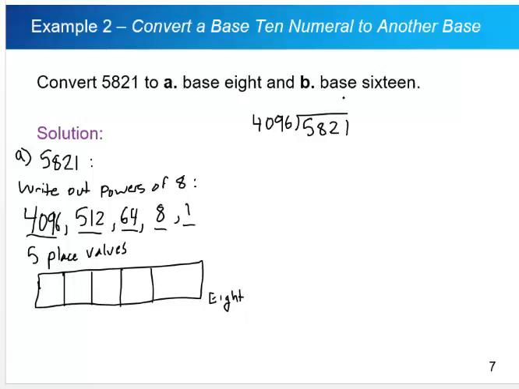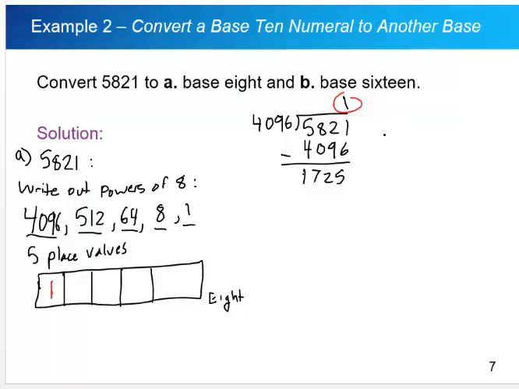So it only goes in once. 1 times 4,096 is itself. We subtract, we get 1725. So, important part is, that goes here. Our quotient goes in the boxes.